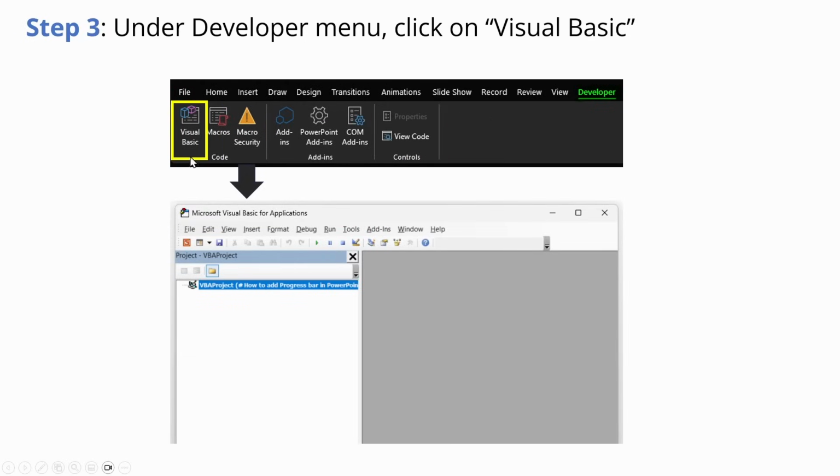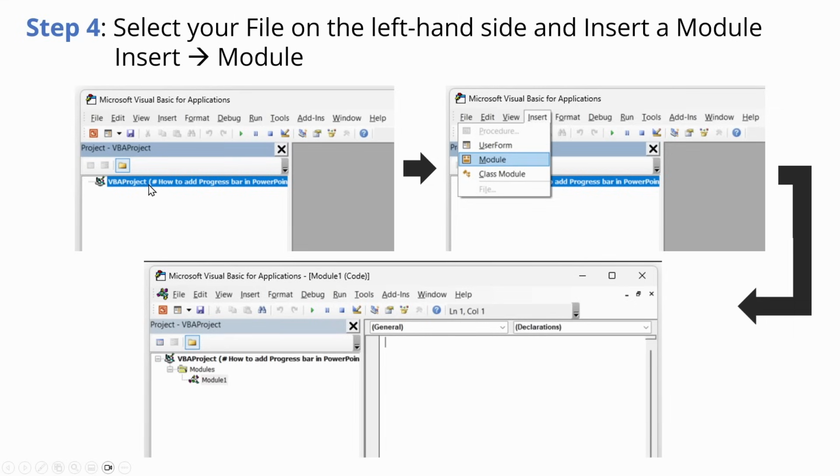Step 3, you will have to click Visual Basic button under developer menu. It will open a separate window like this. On the left hand side, you should see your VBA project with the file name in brackets. If you have multiple PowerPoint files open, you will see multiple entries here. So just select the file name in which you would like to add the progress bar. Next step is while your file is selected on the left hand side, go to insert, click on module. It will add a module inside of your project file.